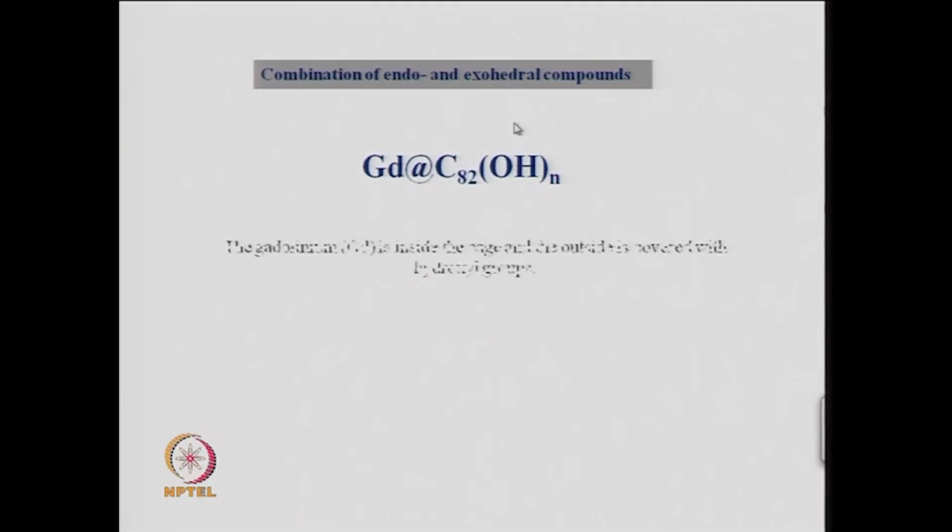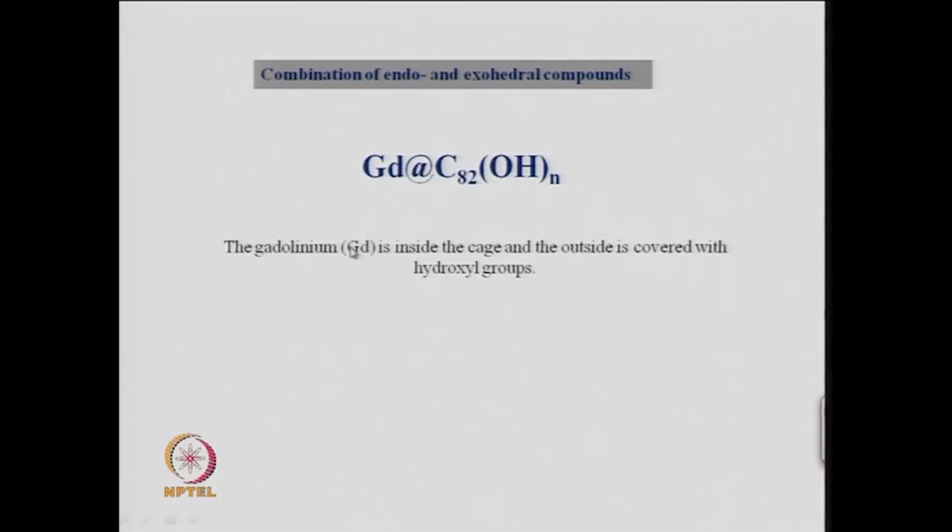Now, there are combinations of endo and exohedral compounds. You have gadolinium, Gd, which is a lanthanide, that means it belongs to the lanthanide series, and gadolinium is inside the C82 moiety. So, this is the formula for an endohedral compound. Gadolinium is inside the cage of C82, and outside C82 you have got hydroxyl groups. So, this is the exohedral part and this is the endohedral part. So, you can have a combination of endo and exohedral compounds, and this is a classic case.